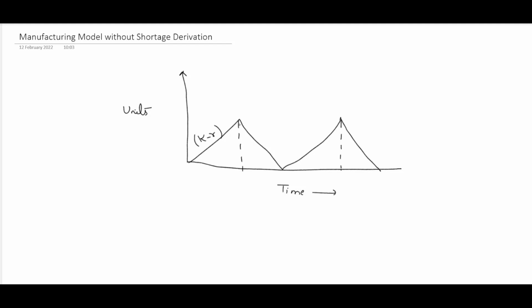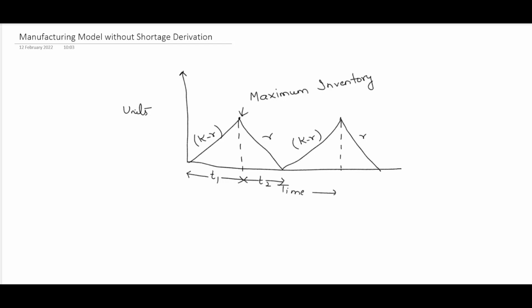Here this is K minus R, and this point is the point of maximum inventory. And this is the time period T1, from here to here, and this is the time period T2 from here to here.